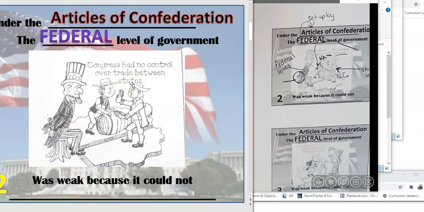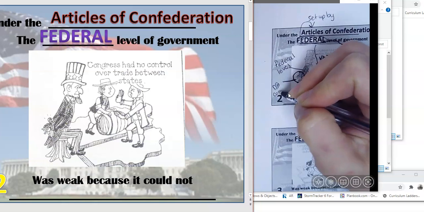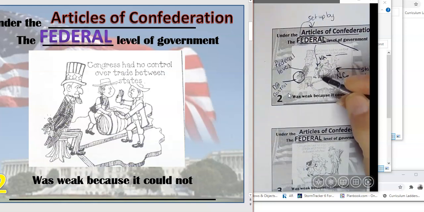All right, given that, and that we've already identified him as the federal level, why are his hands tied? Well, that represents that he has no control over what? Over trade. How is it showing trade? Well, see how Virginia and North Carolina are not looking very happy with each other? And it looks like North Carolina does not want this barrel of products that Virginia is trying to push across the state line.